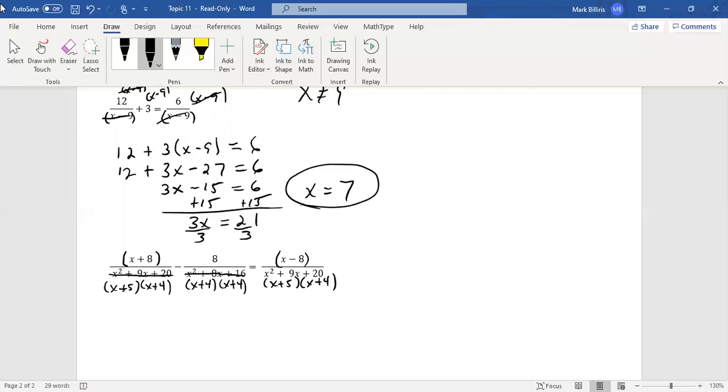Okay. One other thing that I would recommend, anytime I have a subtraction problem, in order to keep the signs straight, I change subtraction to adding the opposite. So instead of having minus 8 over x plus 4 times x plus 4, I change this to an addition problem, and I change the 8 to an opposite, or a negative 8.